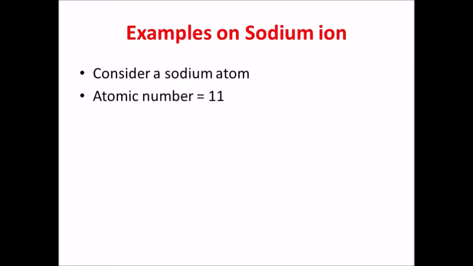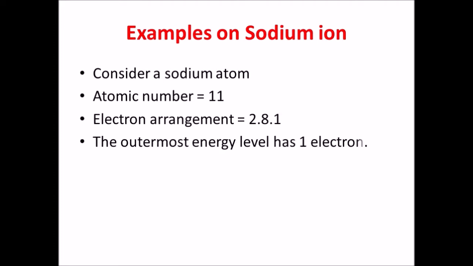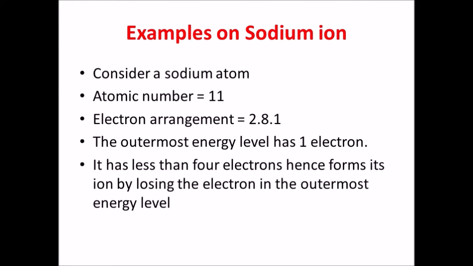For example, sodium ion. Consider sodium atom with atomic number 11. It has an electron arrangement of 2, 8, 1, and the outermost energy level has only 1 electron. And since it has less than 4 electrons in the outermost energy level, it forms its ion by losing that 1 electron.